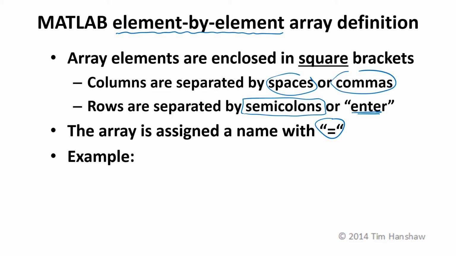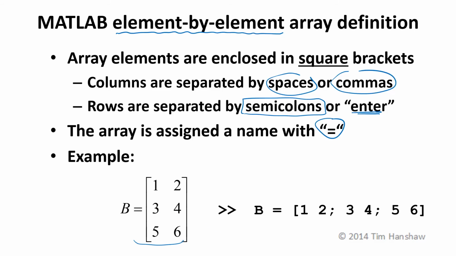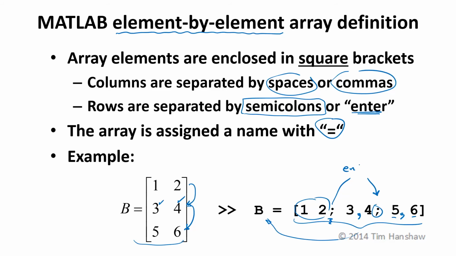An example of this is this 2-dimensional array B can be created with B equals, so it takes this set of data and assigns it to this variable name. The first row is 1 space 2. Moving down to the next row with this semicolon, then 3 space 4. Going to the next row with another semicolon, then 5 and 6. I could have commas in here if I wanted. Either thing works. Or I could replace one or both of these with an Enter key.